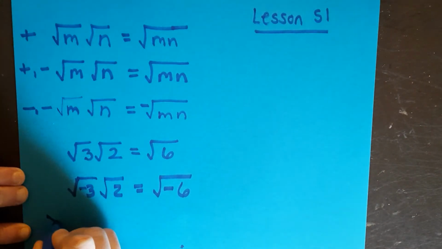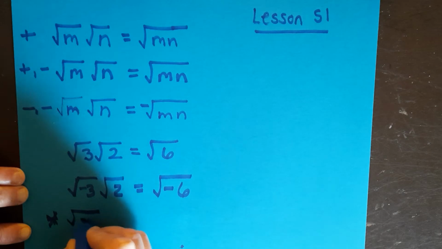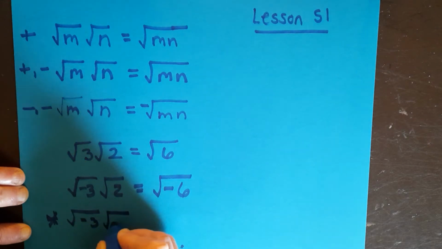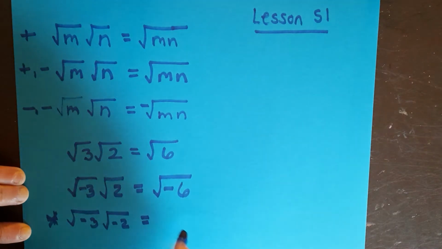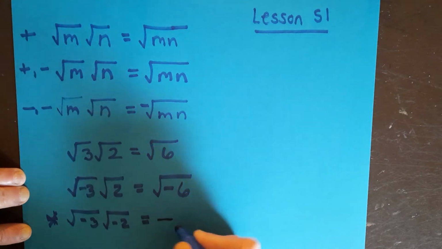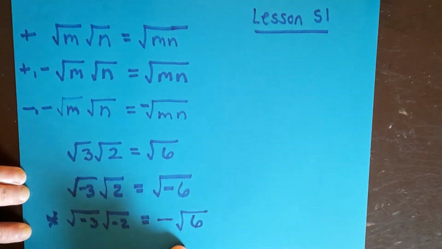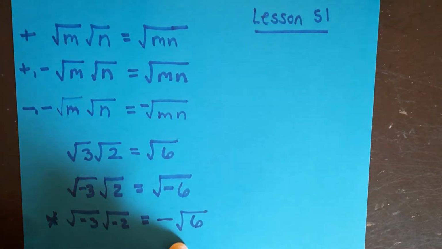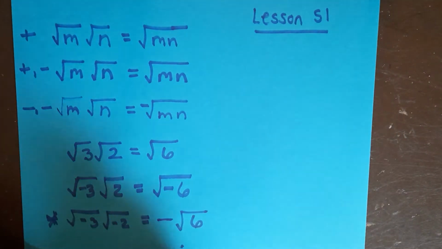Here's where it's a little different. If they are both negative, the square root of negative 3 times the square root of negative 2, that gets written like this. This is going to be different. It's not the square root of 6. Instead, it's a negative times the square root of 6. That is going to look different because if you're following this pattern, this should be negative 3 times negative 2, which would be 6.